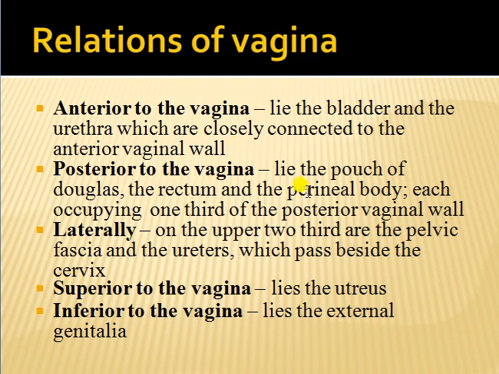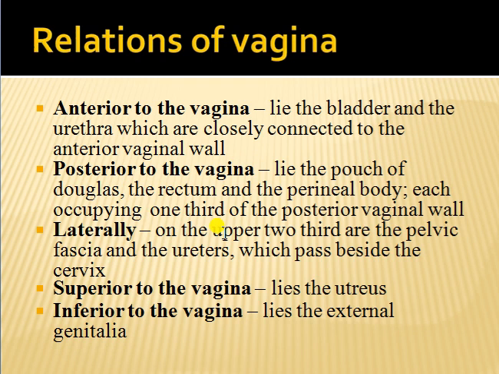Posterior to the vagina lie the pouch of Douglas, the rectum, and the perineal body, each occupying a third of the posterior vaginal wall. So if you observe the posterior of the vagina, what is there? The pouch of Douglas, the rectum, and the perineal body. So these are present posterior to the vagina.